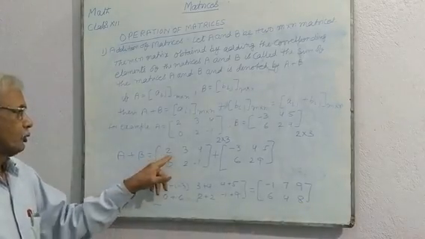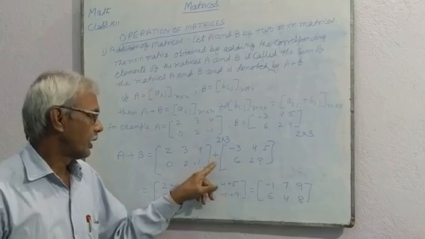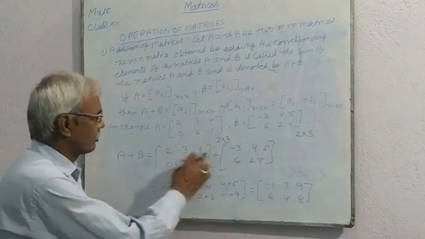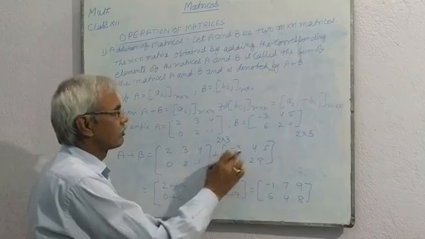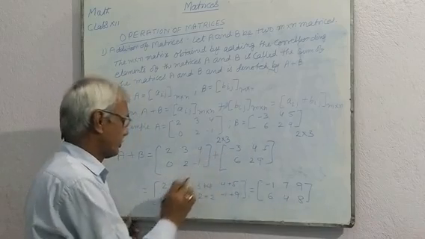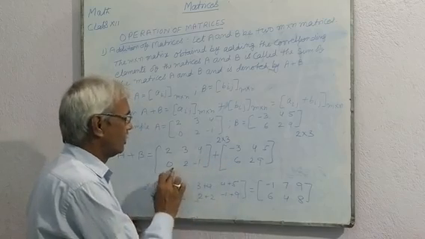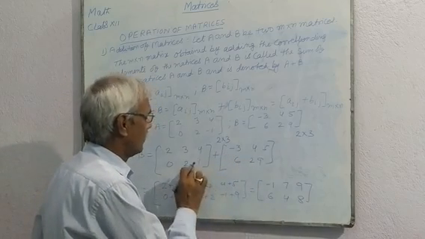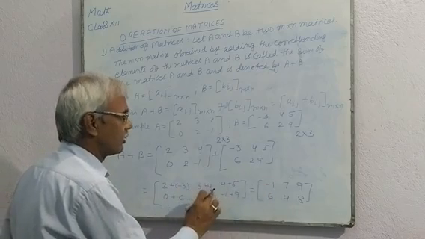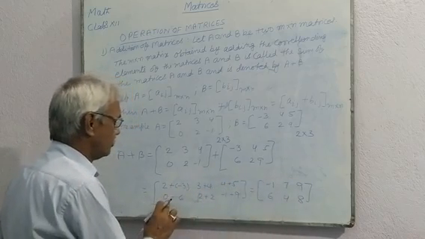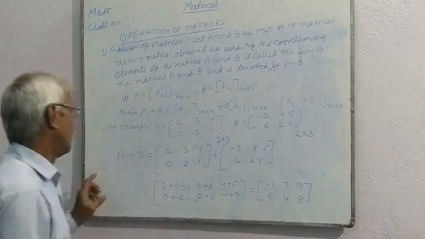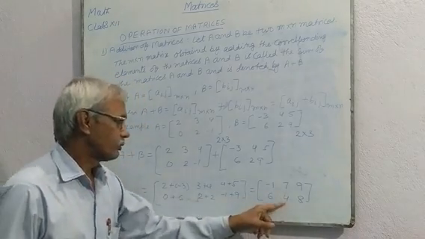A plus B equals [2, 3, 4; 0, 2, minus 1] plus [minus 3, 4, 5; 6, 2, 9], equal to 2 plus minus 3, 3 plus 4, 4 plus 5, 0 plus 6, 2 plus 2, minus 1 plus 9, equal to 2 minus 3 is minus 1, 3 plus 4 is 7, 4 plus 5 is 9, 0 plus 6 is 6, 2 plus 2 is 4, minus 1 plus 9 is 8. Hence the addition of A plus B equals this.